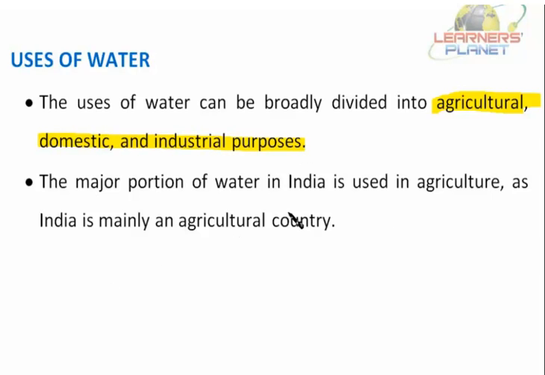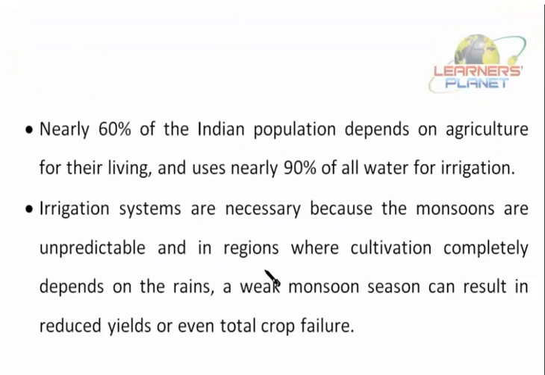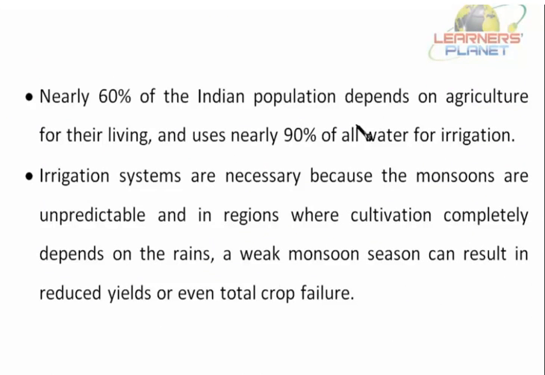Now, the major portion of water in India is used in agriculture, as India is mainly an agricultural country. Nearly 60% of the Indian population depends on agriculture for their living and uses nearly 90% of all the water for irrigation. The use of water for agriculture has changed the production of crops dramatically in the 20th century. Agricultural use accounts for nearly 70% of the water used throughout the world, and the major part of this water is used for irrigation purposes.